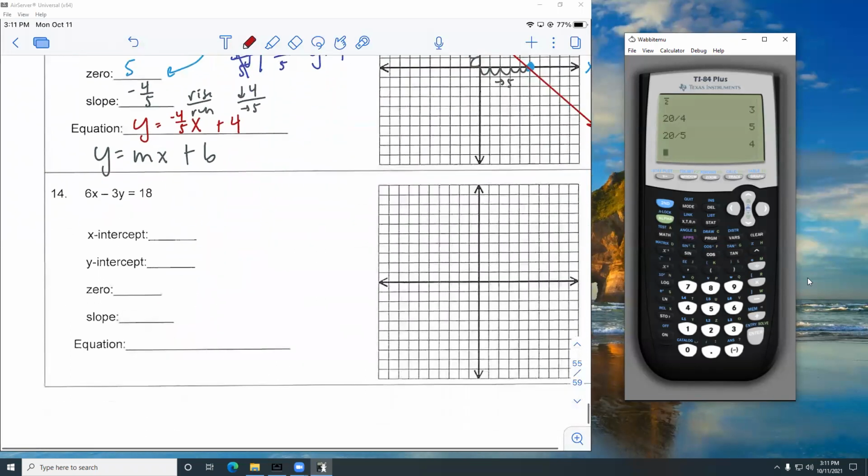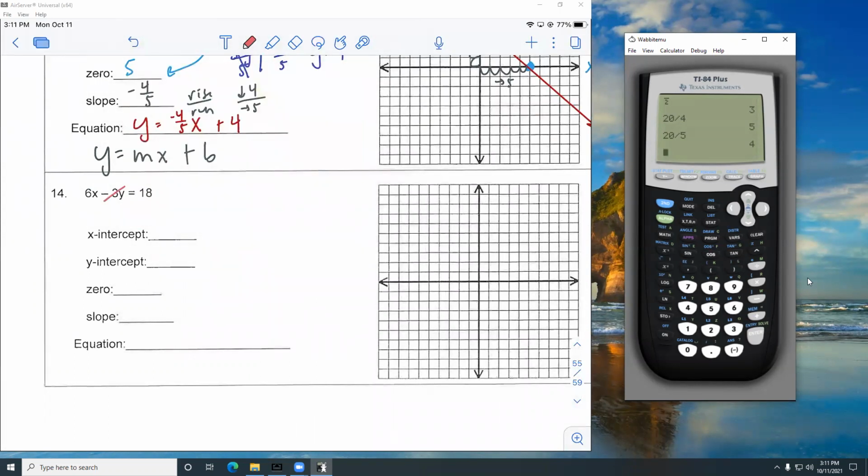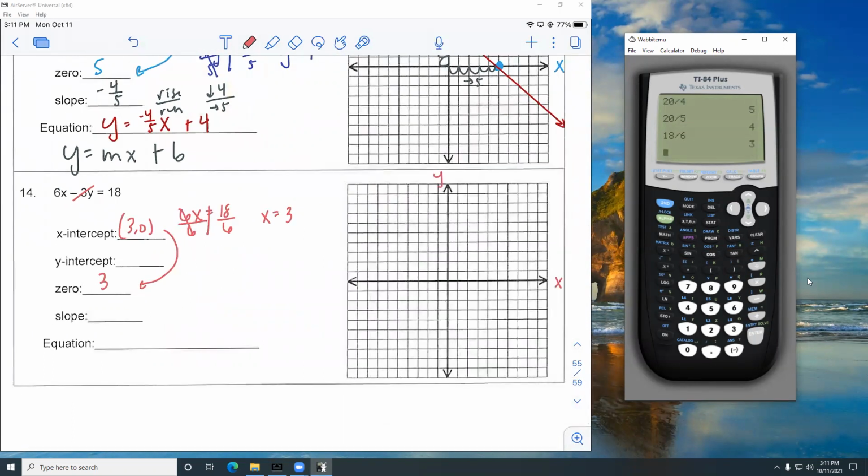Good. All right, same thing for number 14. All right, X intercept, again, I'm going to get rid of my Y. So I'm going to say 6x equals 18. To get that X by itself, I have to divide both sides by 6. 18 divided by 6 should get you 3. So X equals 3. So my X intercept is at the point 3, 0, which means that my 0 is just the number 3. So on my axis, I'm going to go on my X and go over 1, 2, 3.